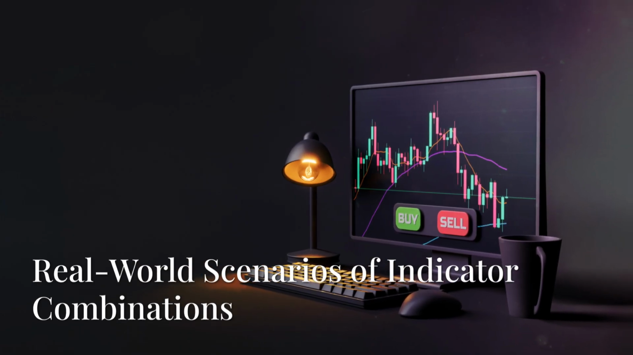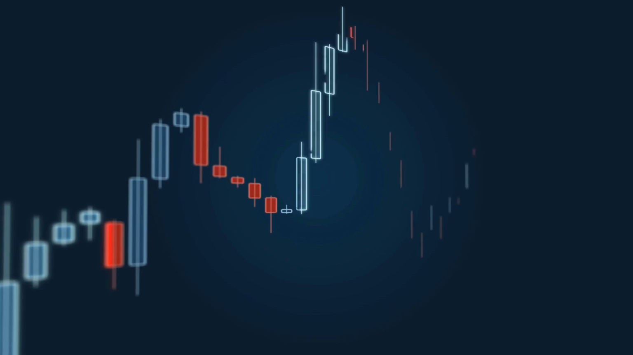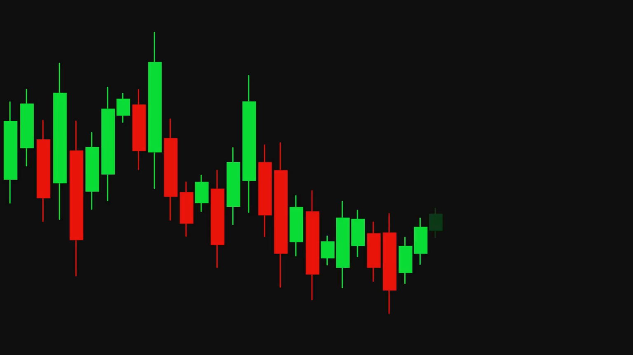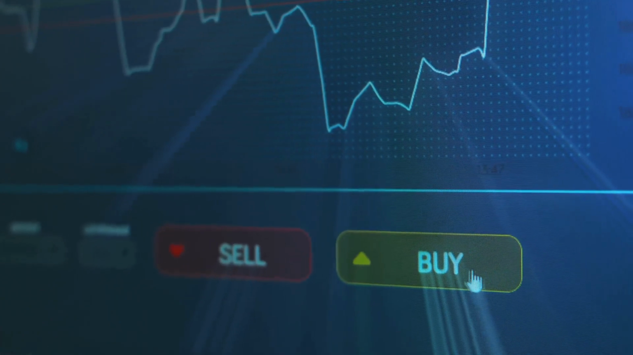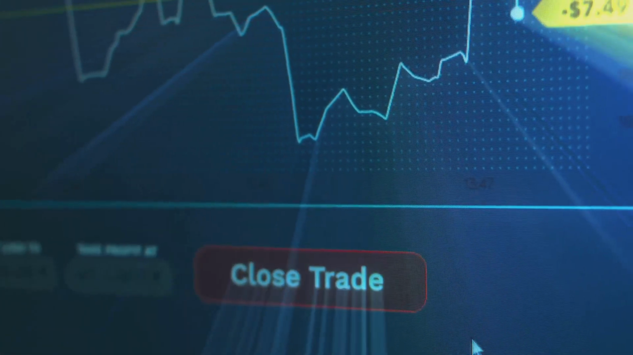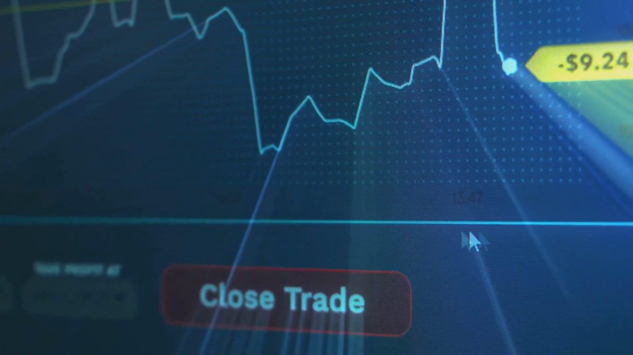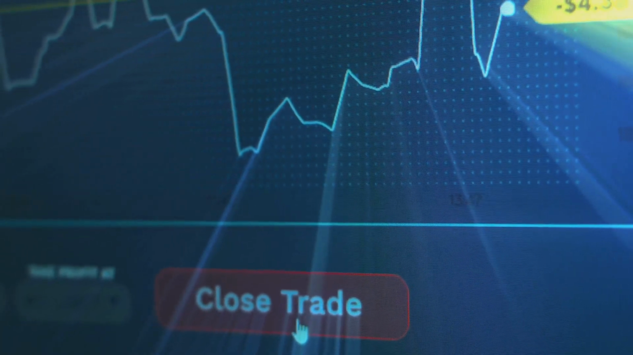Let's look at an example of a bullish trade setup. First, price is clearly above the 50-day EMA, which indicates an uptrend. Then, the RSI rises above 50, signaling strengthening bullish momentum. The MACD also shows a bullish crossover, confirming that positive momentum. At this point, traders would enter long positions, placing stop-loss orders just below the recent moving average support.